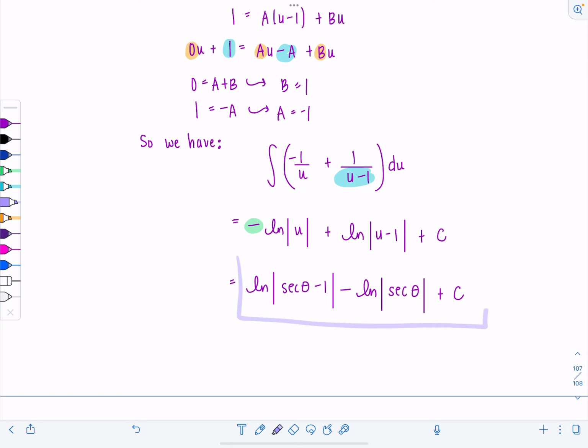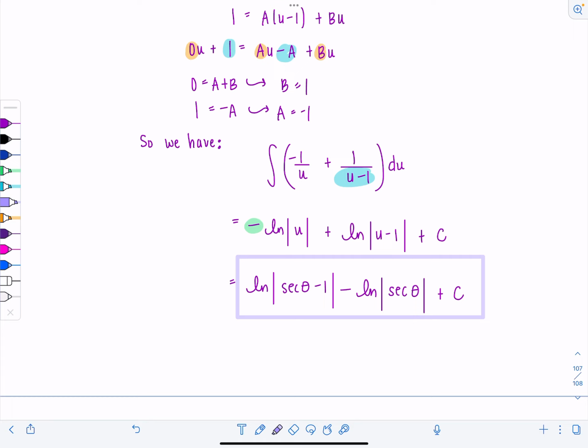If you're just dying to combine the logarithms into a single one, you can, but I won't. I think it looks fine. It's not going to make it look any better. And the back of the book had it like this, so I'm stopping here.